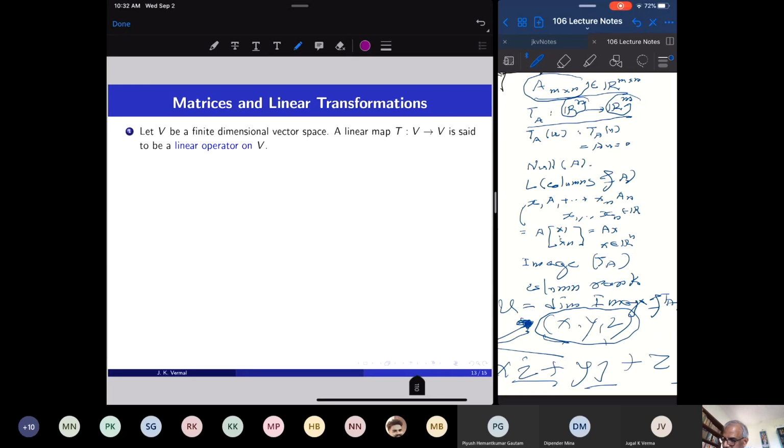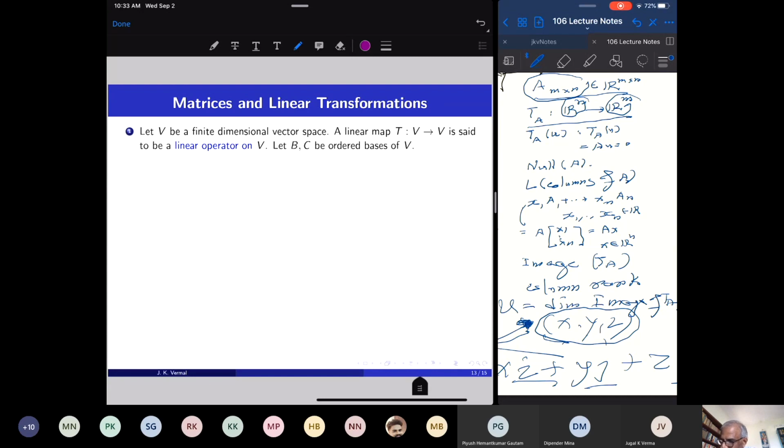So take a finite dimensional vector space. A linear map from V to V is said to be a linear operator on V. So the domain space and the range are the same. A linear transformation from V to V is called a linear operator.